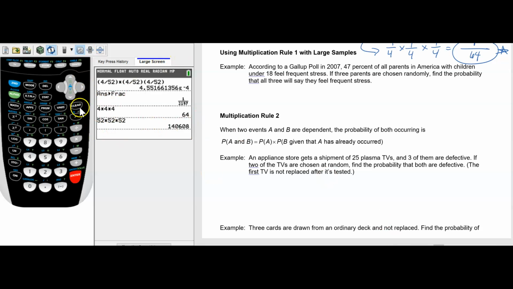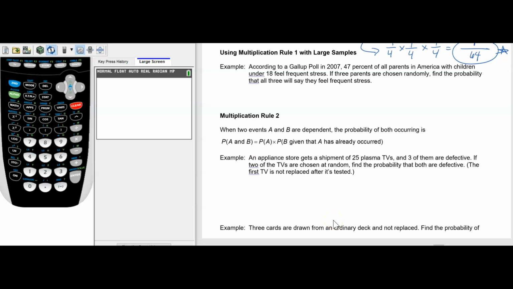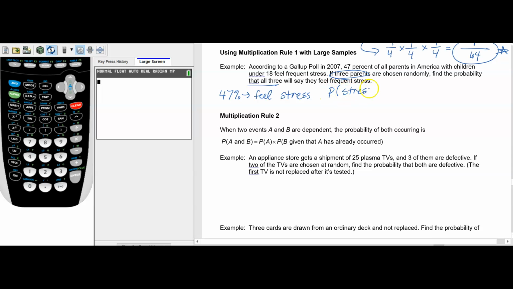In this example, it says, according to the Gallup poll in 2007, 47% of parents in America with children under 18 feel frequent stress. So 47%. I'm just going to write down feel stress. I like to do this with word problems, just write down the important information. If 3 parents are chosen randomly, find the probability that all 3 will say they feel frequent stress. So what this means is the probability that the first person will feel stress, and then the second one will feel stress, and then the third person chosen will feel stress. So we have to multiply those individual probabilities together.